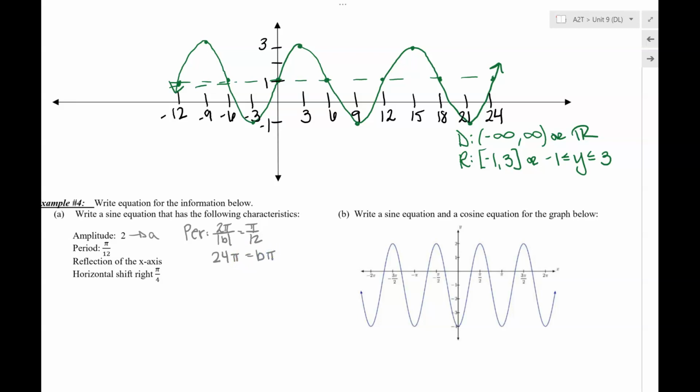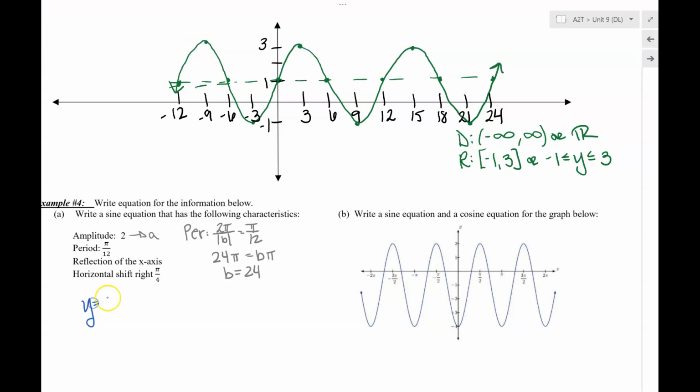Divide both sides by pi, you get b is 24. Okay, write it out if you have to, please. So we'll get y, here I'll do it in blue. I know, longest notes ever.